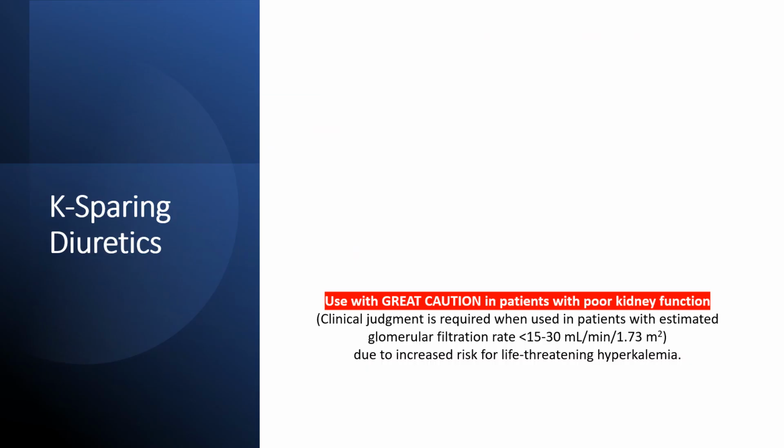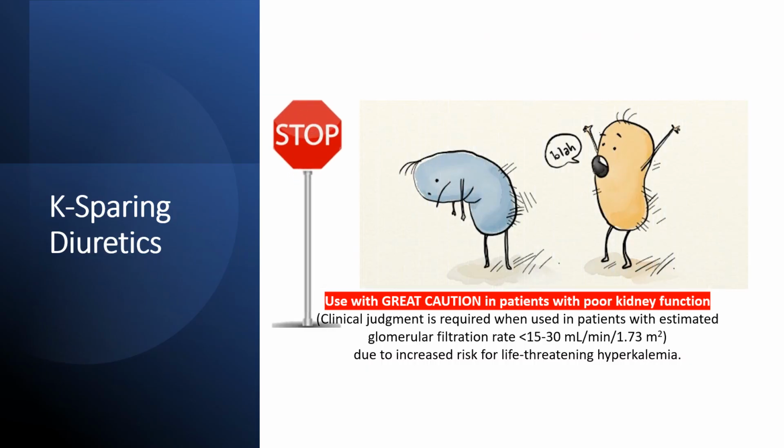One very important note. Because potassium-sparing diuretics inhibit potassium secretion and can cause hyperkalemia, these agents should be used with great caution in patients with poor kidney function because these patients already have reduced capacity to secrete potassium. Using a potassium-sparing diuretic in these patients may easily cause life-threatening hyperkalemia.